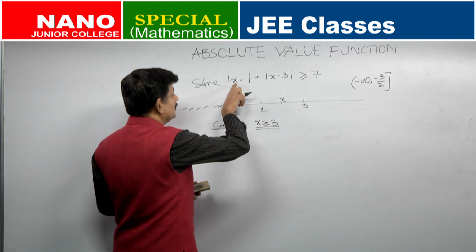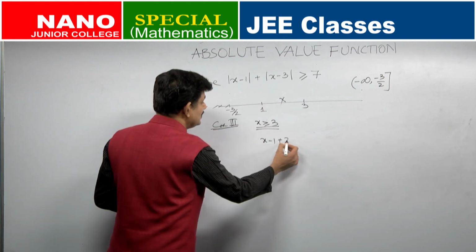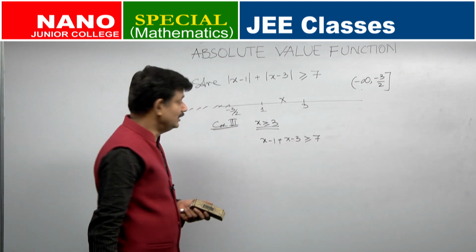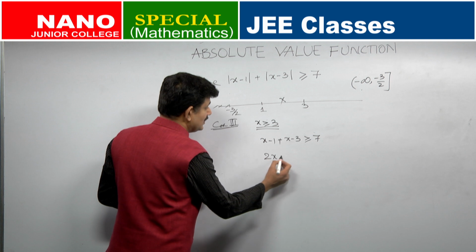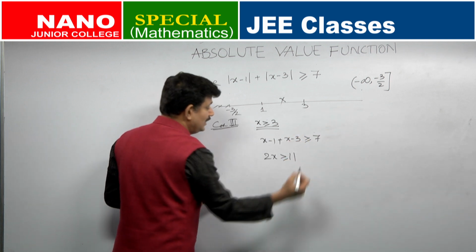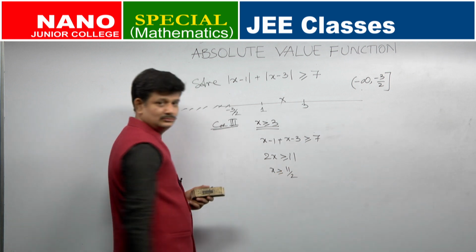In this case, what will happen? Mod x minus 1 is x minus 1. Mod x minus 3 is x minus 3. This sum you want it to be greater than or equal to 7. So, what is it? 2x greater than or equal to 4, I am taking it to the other side, 11. x greater than or equal to 11 by 2.